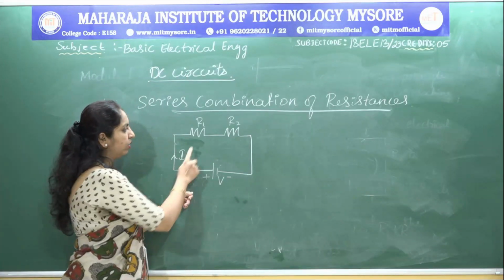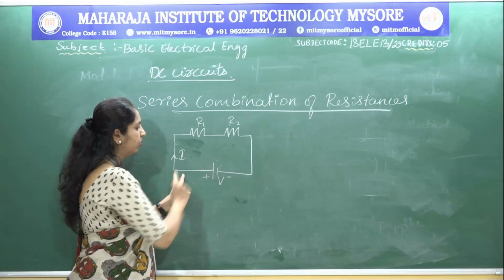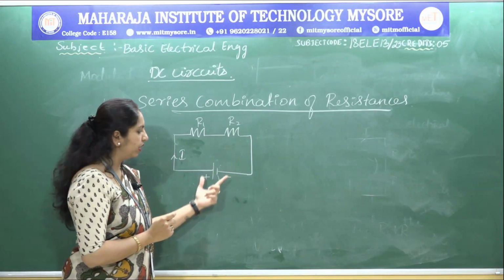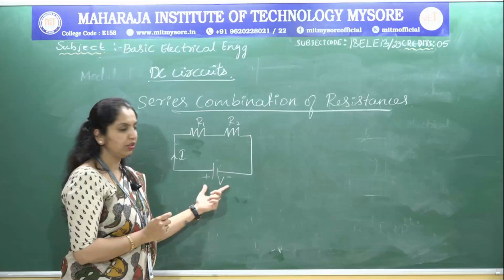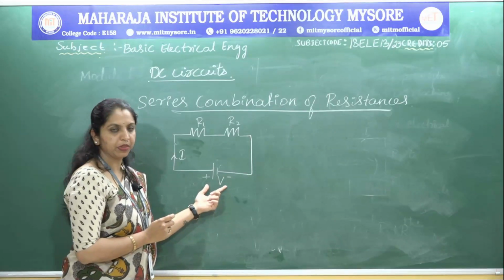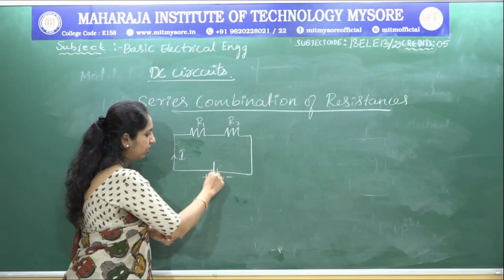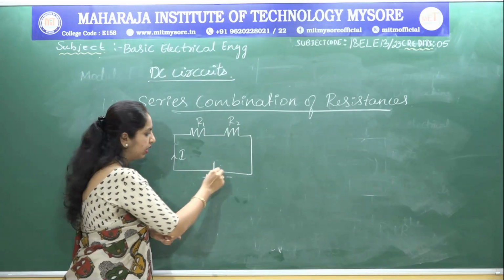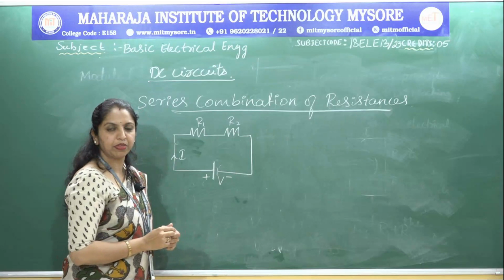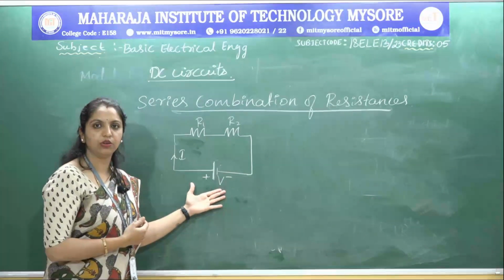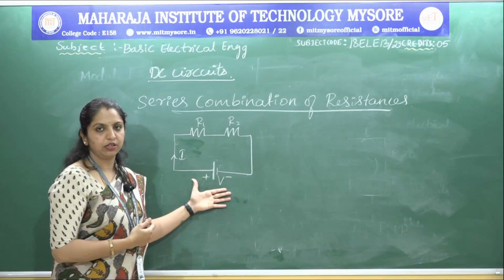So here you can see two resistors R1 and R2, and of course the same current flows through R1 and R2, and we have one DC source of energy which is considered as V. And look at the polarity again, plus and minus, because the large one is plus and the small one is minus. Okay.